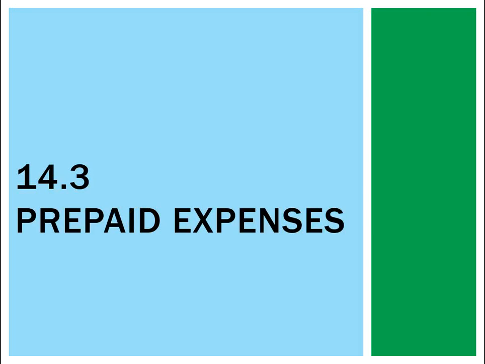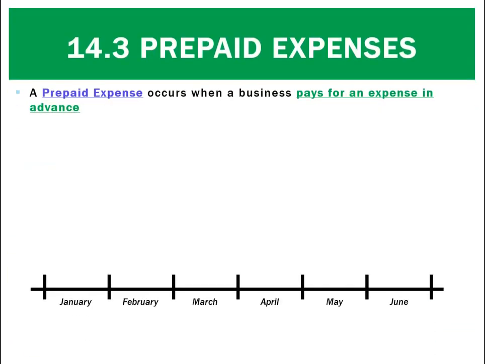The first balance day adjustment we're going to do is a prepaid expense. That occurs when a business pays for an expense in advance, so that is before it's actually consumed. So on balance day, not all of the expense has been used up, and some of it will be used up in the future because we've prepaid it for oncoming periods.